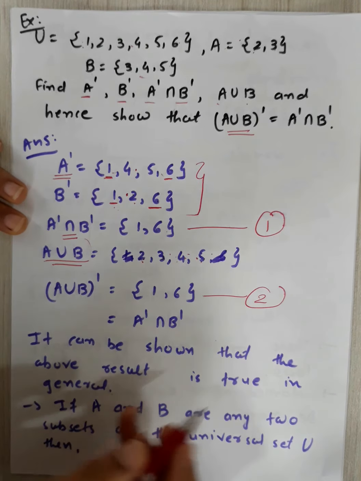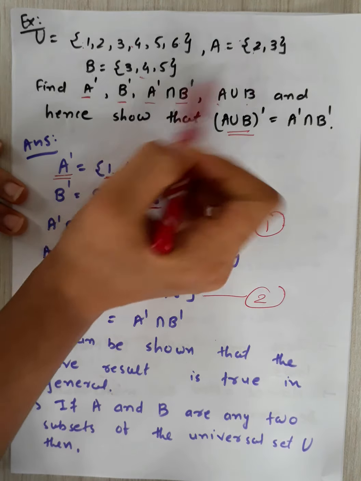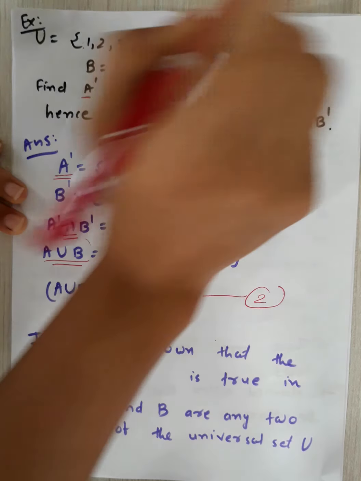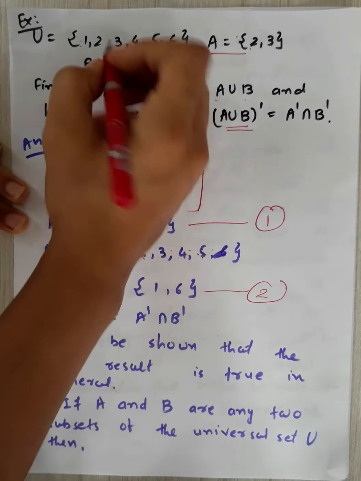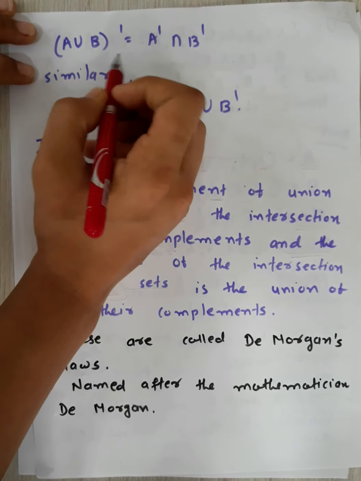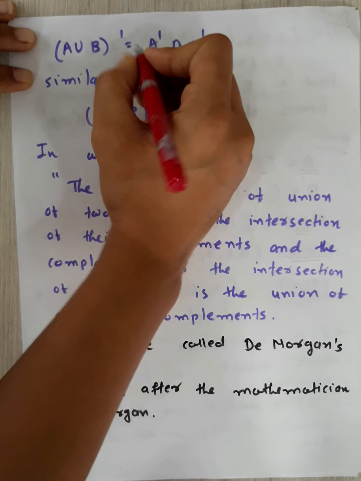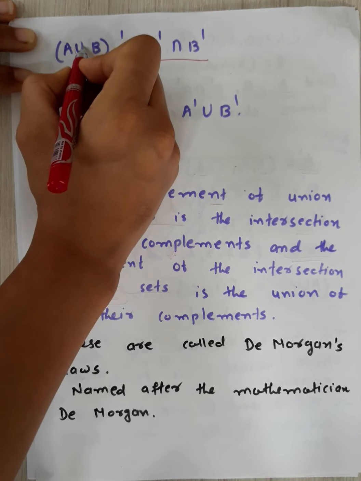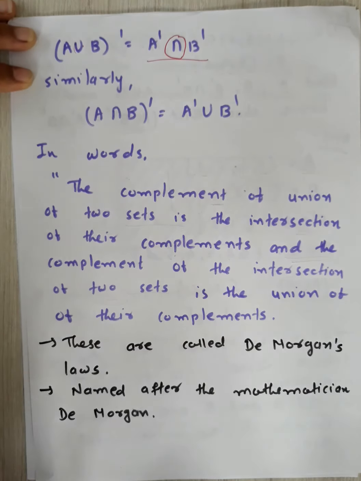So it can be shown that the above result is true in general. If A and B are any two subsets of the universal set U, this is the condition, then (A union B) whole dash is equal to A dash intersect B dash. If union is there inside the whole dash, then you have to write intersect over here.